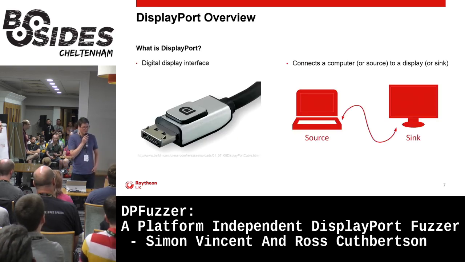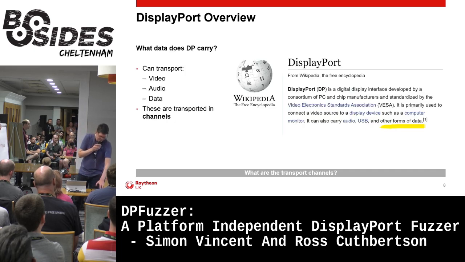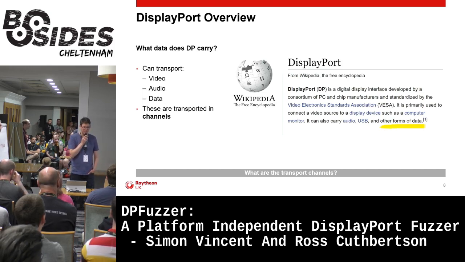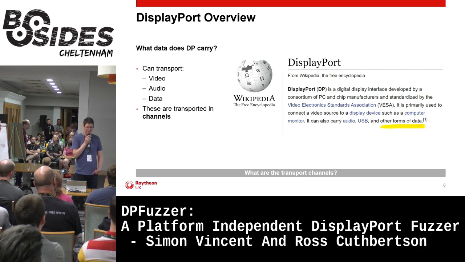So what is DisplayPort? It's a digital display interface. It connects a computer, or a source, to a display, or a sink. So I head over to Wikipedia. It tells me that it carries video, audio, and data over channels. And then there's a reference to other data and points to the DisplayPort specification, which we'll have a look at next.